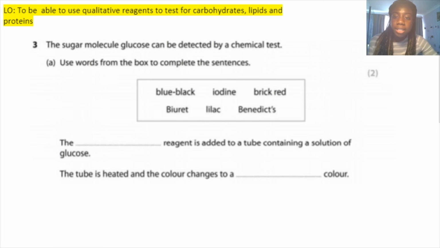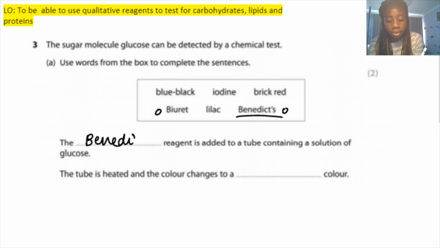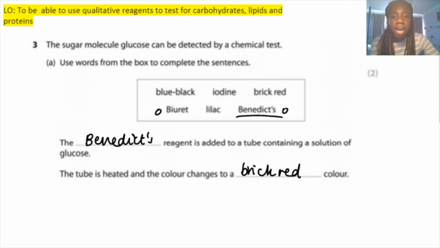The blank reagent is added to a tube containing a solution of glucose. The tube is heated and the colour changes to a blank colour. So if we look at the first space, first of all, it's talking about a specific named reagent. So that means it's either going to be Biuret or Benedict's. And the Biuret test is used for proteins, so we're going to go for Benedict's. And secondly, the colour change is going to be from blue to brick red. And the lilac in the box is associated with the test for proteins.